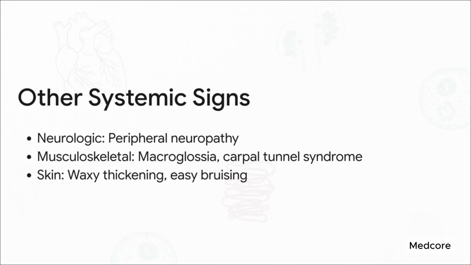But it doesn't stop there. Amyloid can mess with a lot of other systems too. It can infiltrate nerves, leading to peripheral neuropathy. It can deposit in the tongue, making it unusually large. That's a classic physical finding called macroglossia. It's also a big cause of carpal tunnel syndrome.